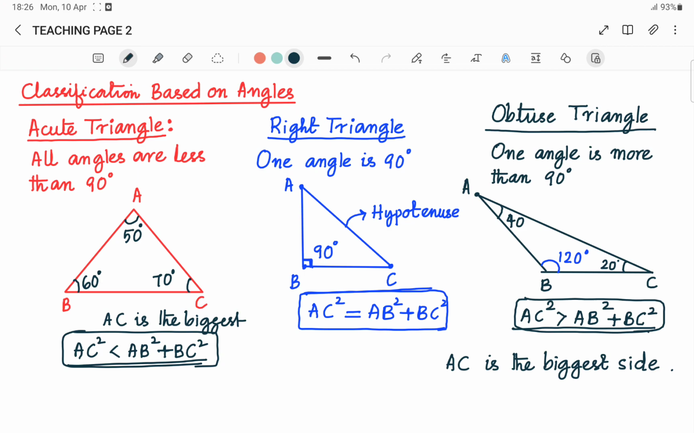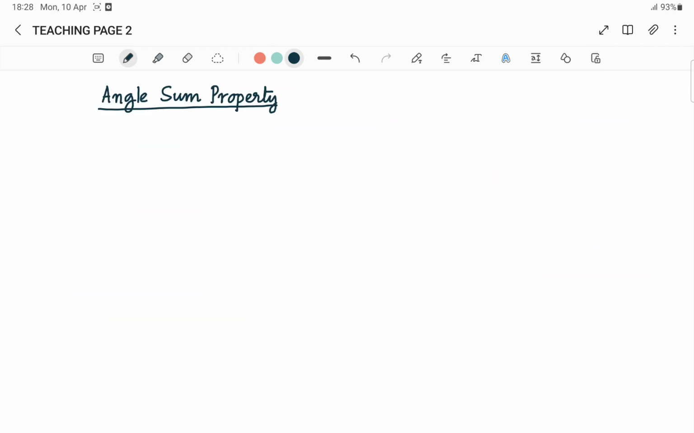Now we will discuss the angle sum property in a triangle. The angle sum property says that the sum of the three interior angles of a triangle must be equal to 180 degrees. If you add the interior angles of any triangle, the sum should be 180 degrees. Otherwise, it will not be a triangle. So, let us see how we can prove it.